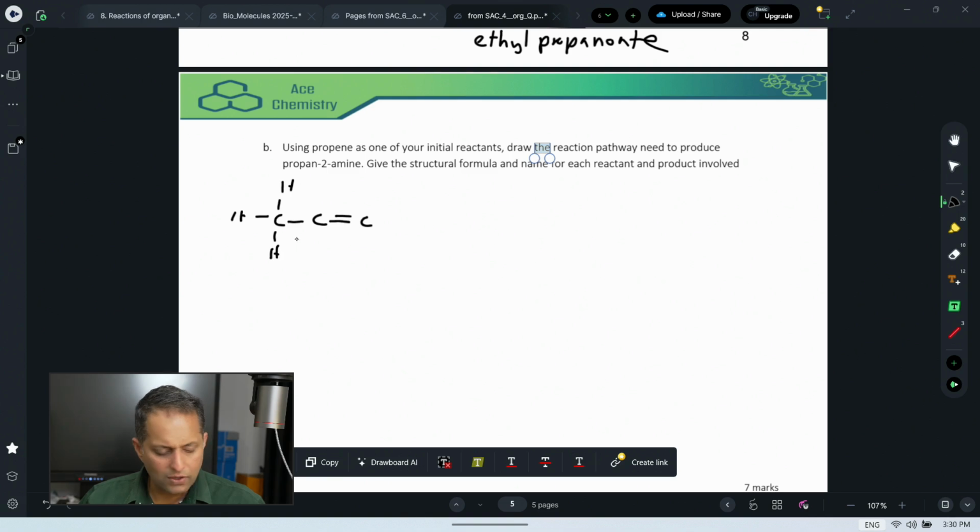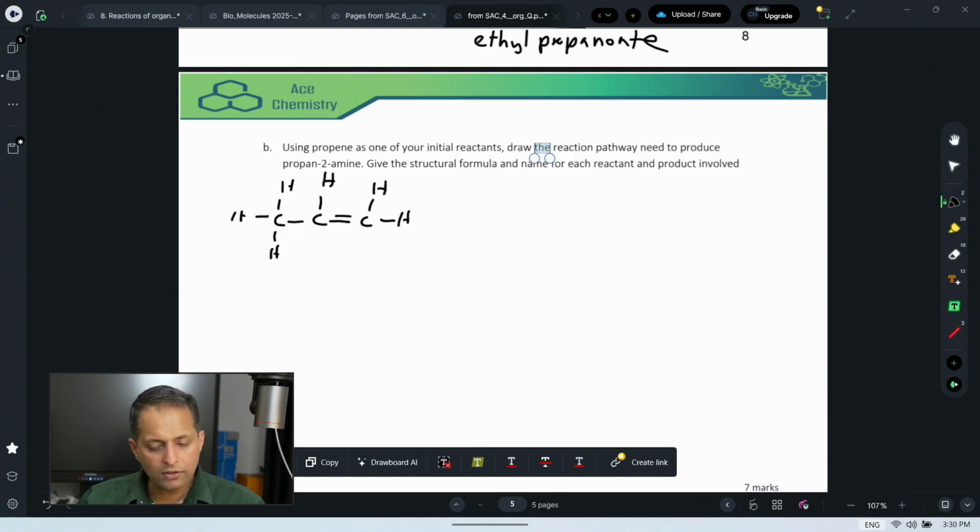Always start with the structural formula. Why do I do the structural formula, not the semi-structural formula? Well, you can end up making mistakes with the semi-structural formula. You don't see the atoms properly.